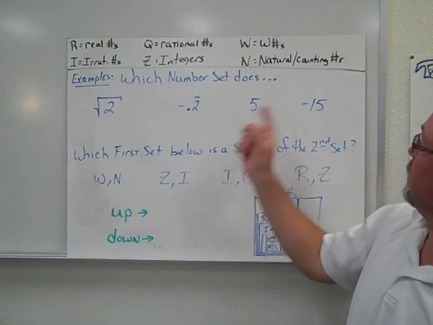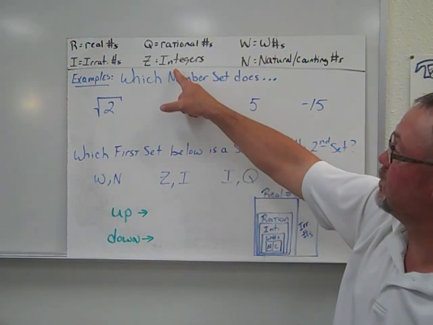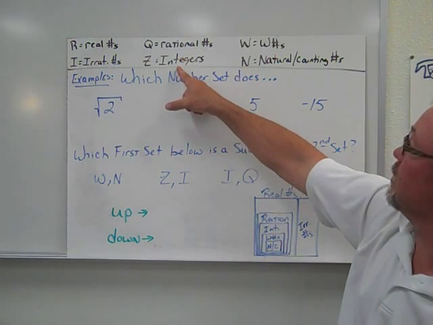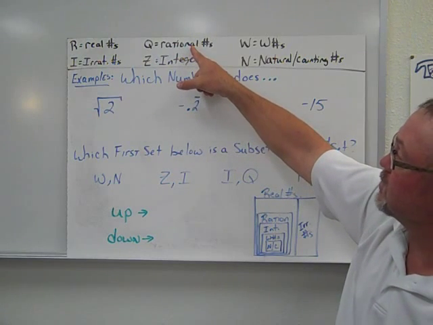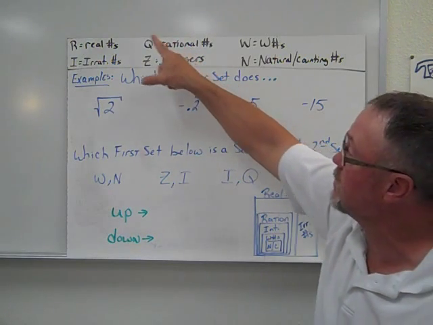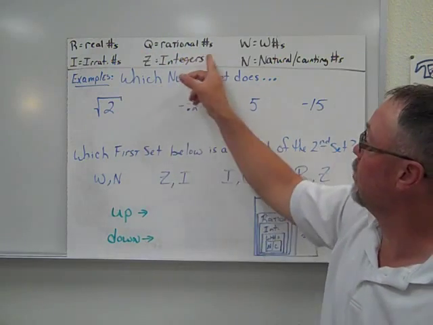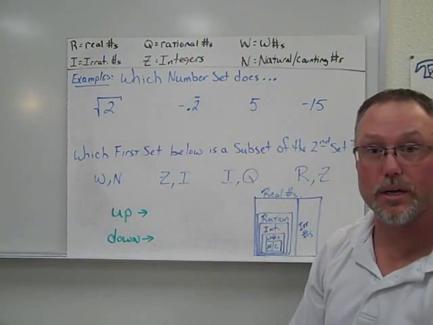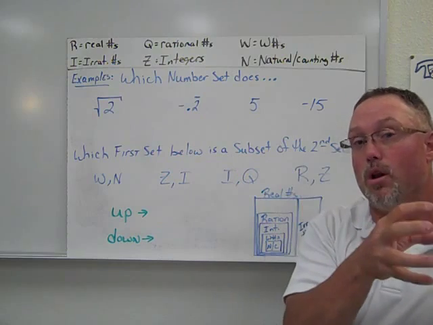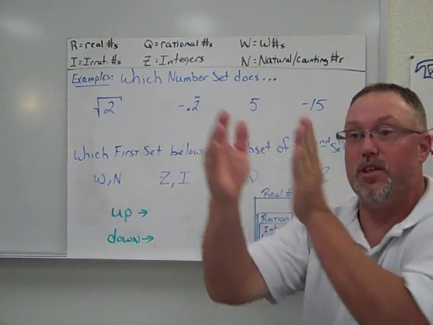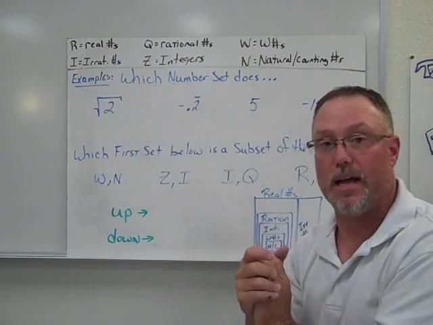Negative 15, look what it is. It's an integer. So we'd start at integer. So it's an integer, which is also a subset of rational, which is also a subset of real numbers. So it would belong to those three. So you want to find the smallest, and everything above that is going to be a part of the answer.